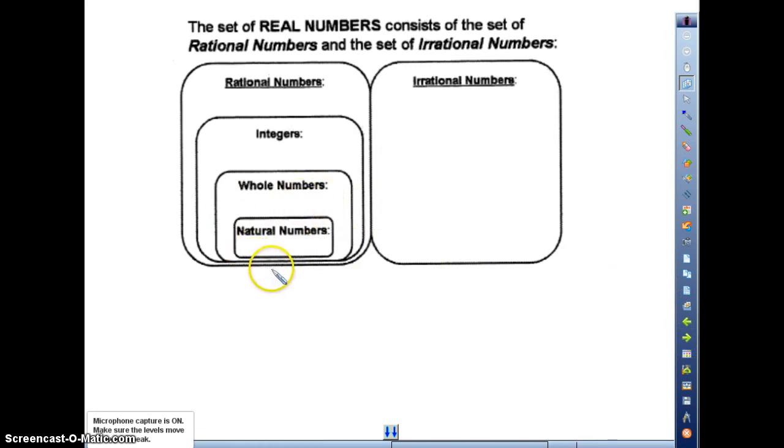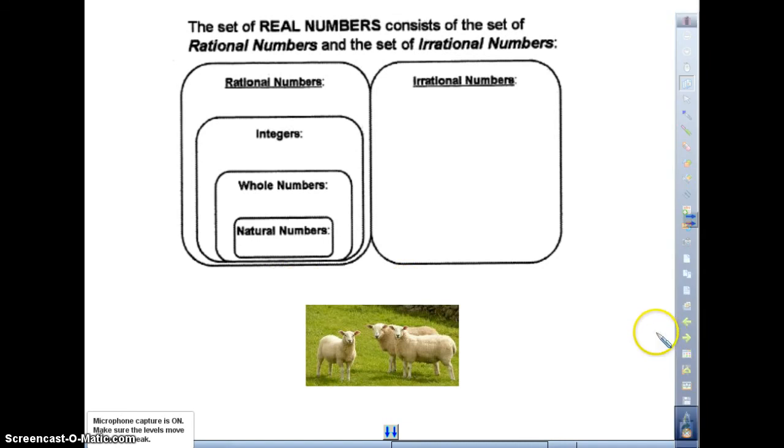Okay, I'm a sheep herder and I've got sheep. And I'm an old sheep herder from a long time ago. And I went out and I counted my sheep. I've got 1, I've got 2, and I've got 3. Those counting numbers are natural numbers. So put in here 1, 2, 3, dot. It's all of your counting numbers. 1, 2, 3, 4, 5, 6, 7, 8, 9, 10.